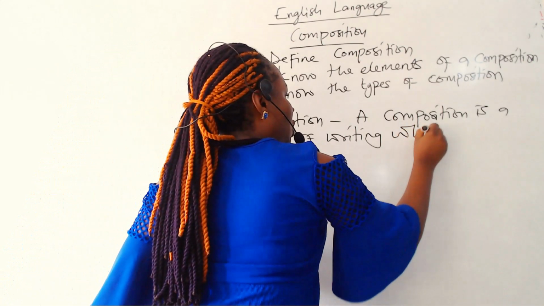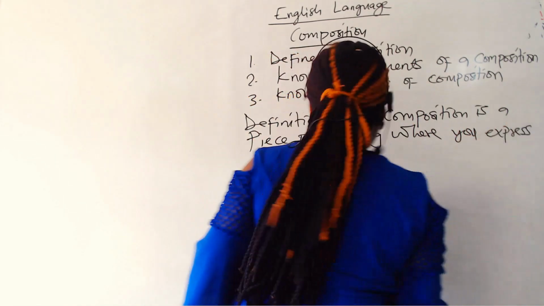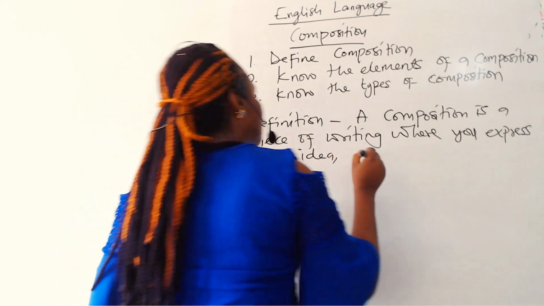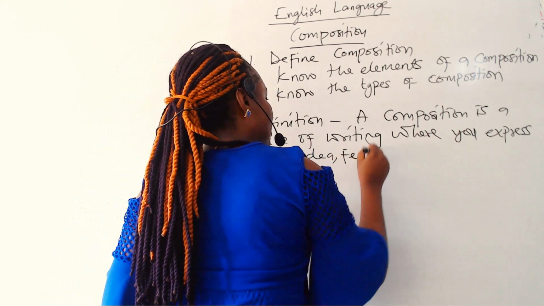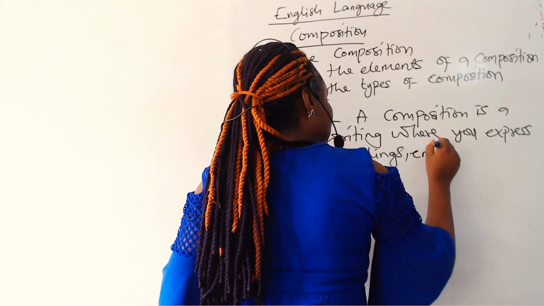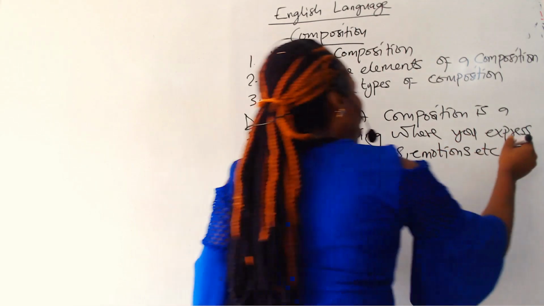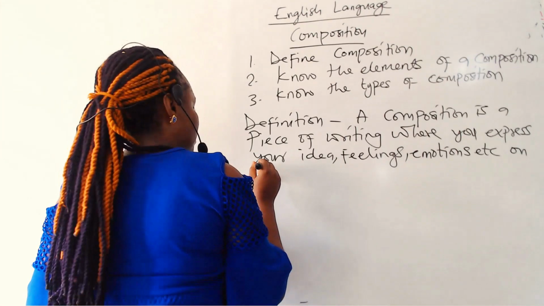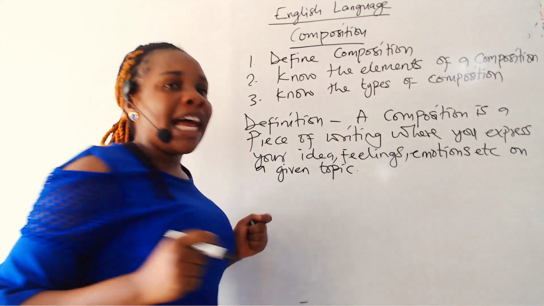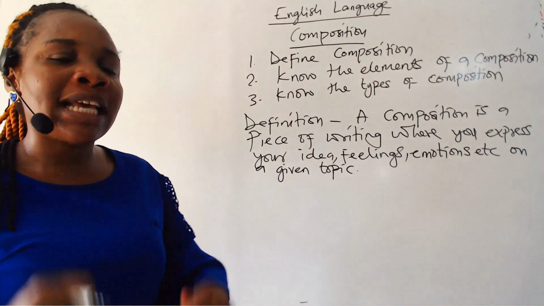where you express your ideas, feelings, emotions, and other things on a given topic. Now, this is to say that in a composition, there must be a topic. There must be what? A topic.